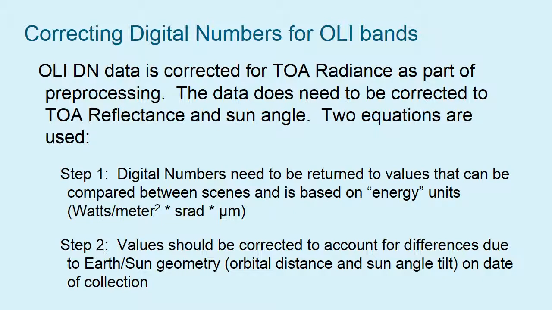First I want to talk about the OLI bands. What's interesting is the OLI digital number data is corrected for top of atmosphere radiance as part of the pre-processing before it's put out on the web for downloading. The data does not need to be corrected for the top of atmosphere then. It does need to be corrected though for top of atmosphere reflectance for sun angles. In the two equations used, in step one, the digital numbers are changed to values that have energy units, and in step two, the values are corrected to account for the difference in the Earth-Sun geometry.